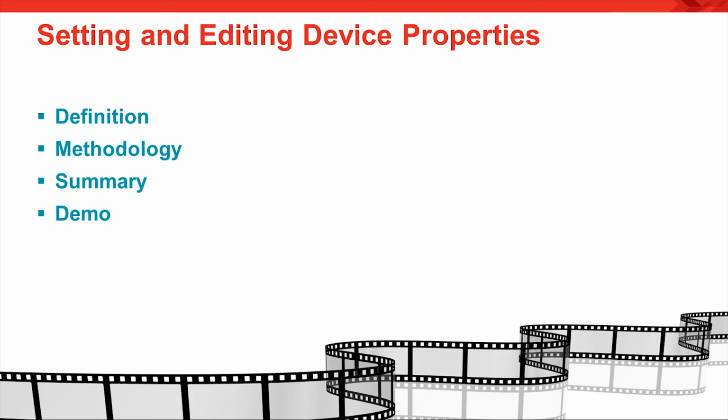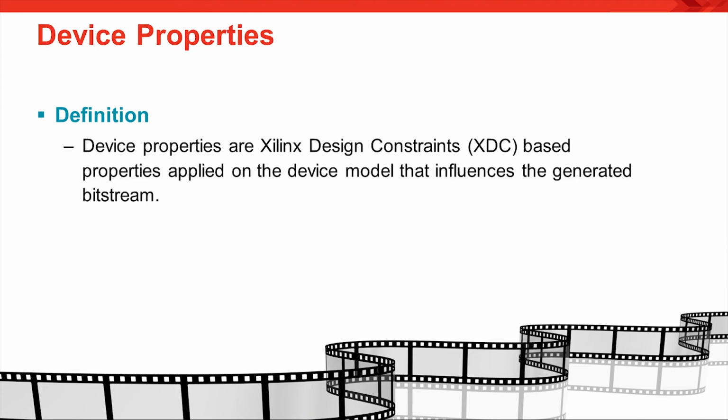By the end of the session, you should be able to utilize the configuration dialog for setting and editing device properties. So let's get started. We will start off by defining device properties. What is a device property in Vivado, and what does it mean to set and edit these properties? We will then look at the methodology around setting this, and this is where the Vivado flow comes into picture. We will guide you through some best practices for setting device properties in the Vivado flow. We will then summarize the key points and then move to a demonstration of the configuration dialog to see this in practice.